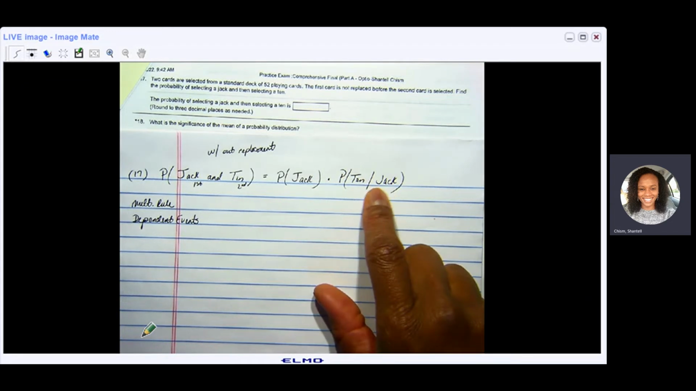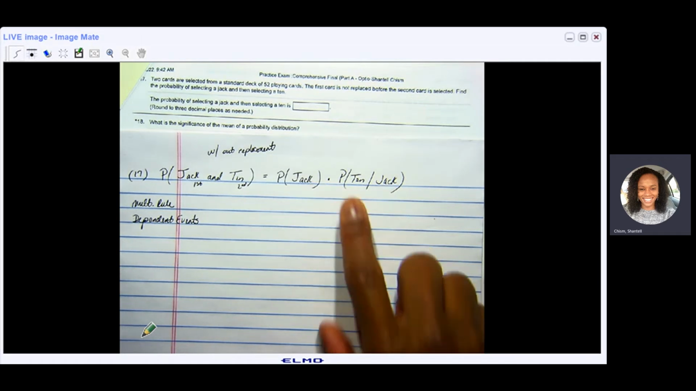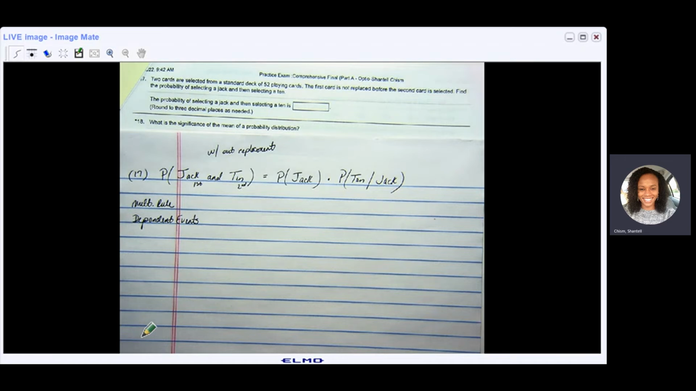So the probability of pulling a 10 is affected by the fact that we already pulled a jack. Okay? And keep in mind, I will have the deck of cards copied as well for you to use when you're taking the test next week. I will have the fact sheets for you as well as the standard deck of cards. I know everybody doesn't play cards.